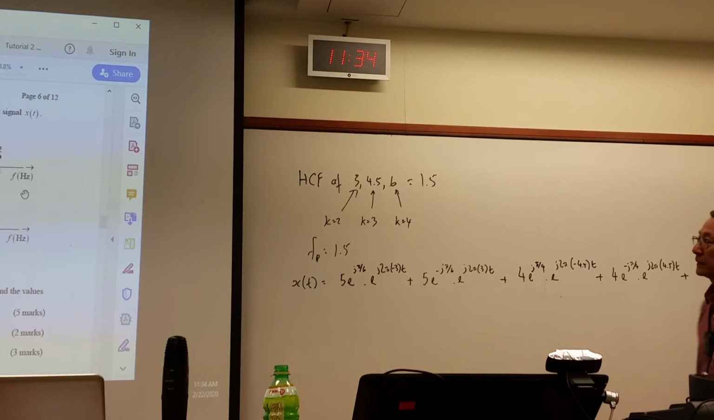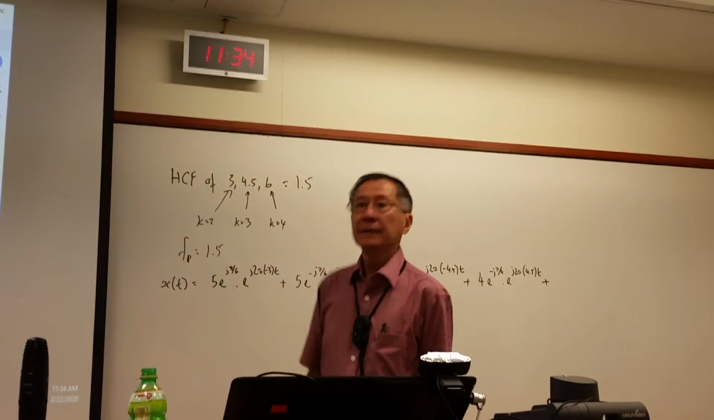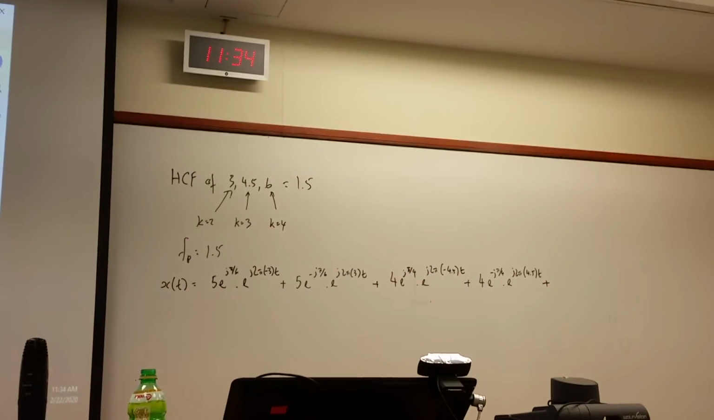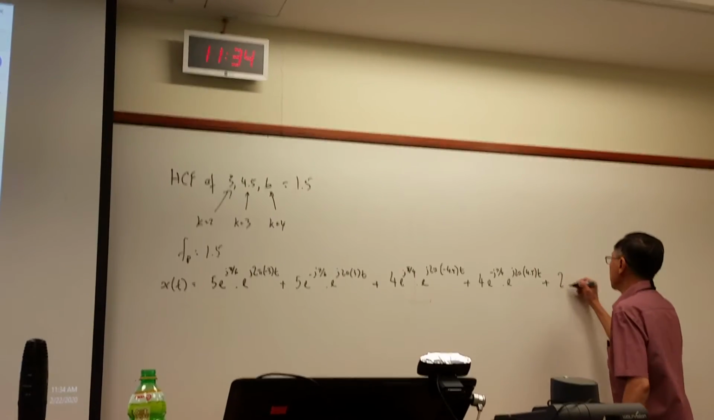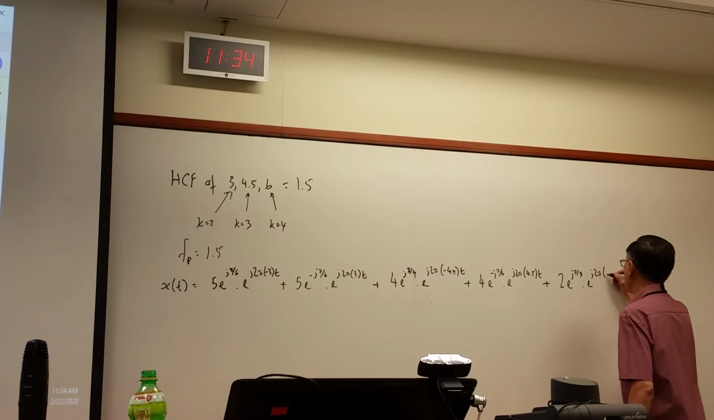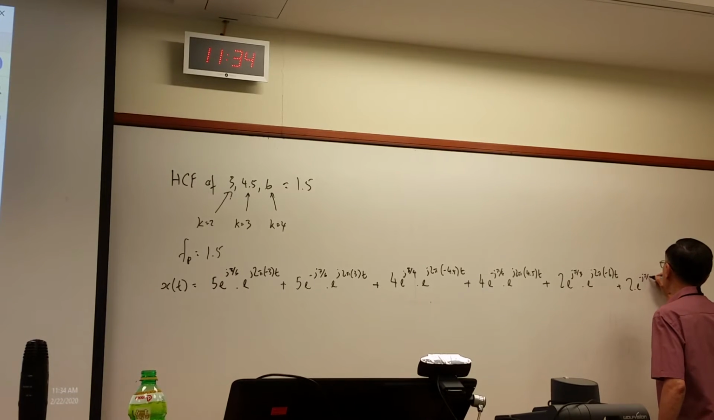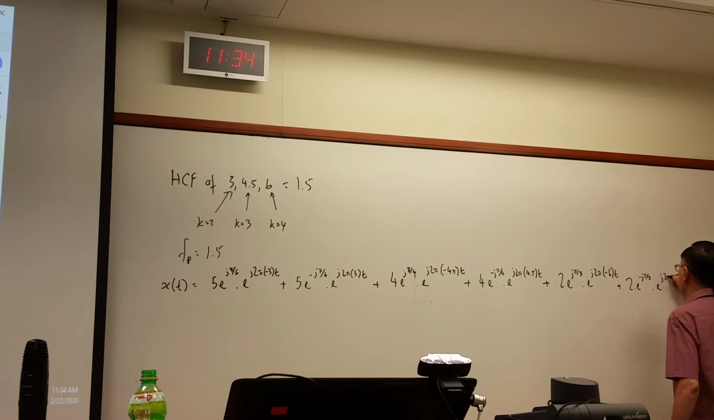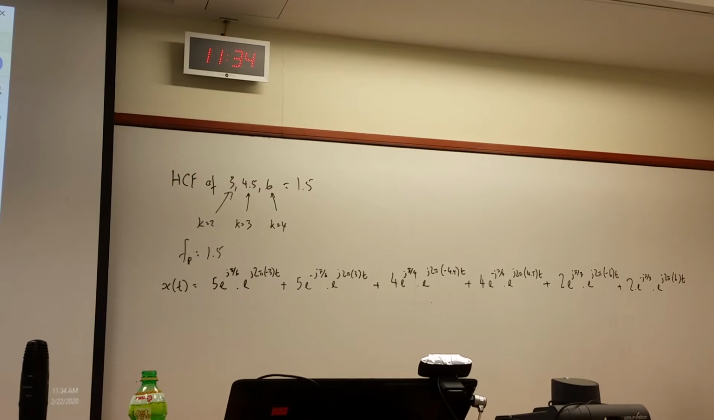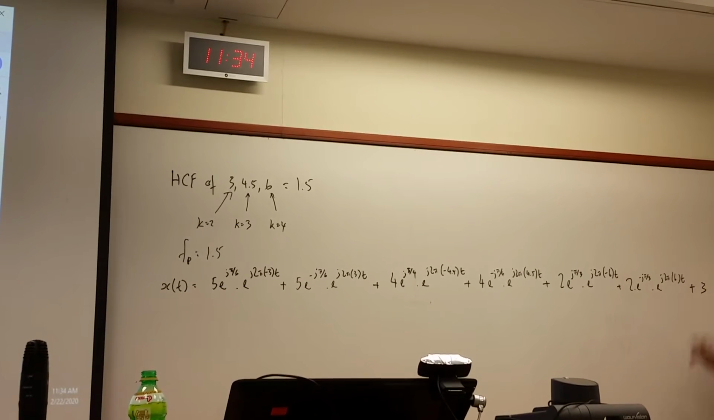And finally, for the plus and minus 6, it is 2 and pi over 3. Okay? 2 and pi over 3. 2 e to the j pi over 3 e to the j 2 pi minus 6t plus 2 e to the minus j pi over 3. So those are all of them. And don't forget there's a DC as well of 3.